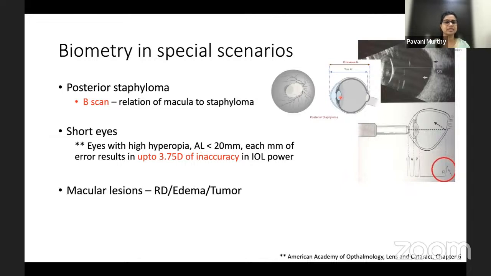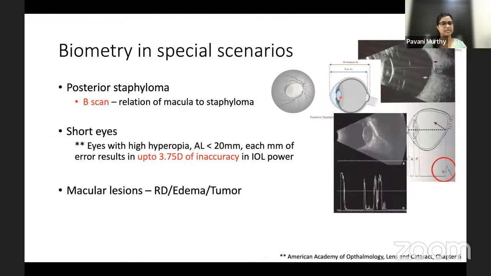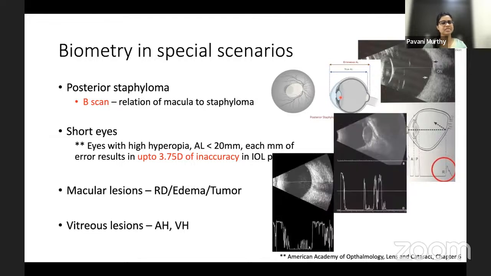Macular lesions, especially elevated macular lesions like tumors or edema or scars, also may prevent the display of a distinct retinal spike. It also causes shortening of the axial length. Vitreous lesions like asteroid hyalosis and vitreous hemorrhage give additional vitreous echoes.